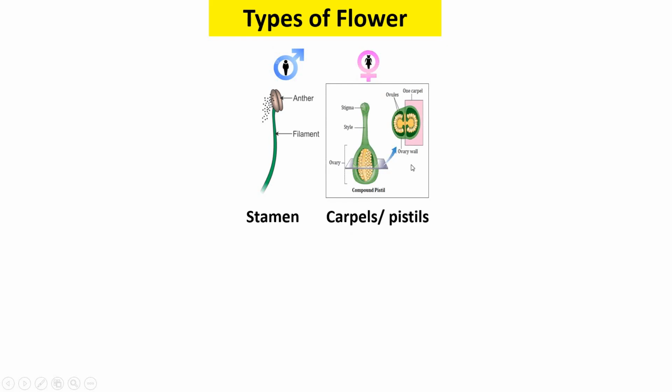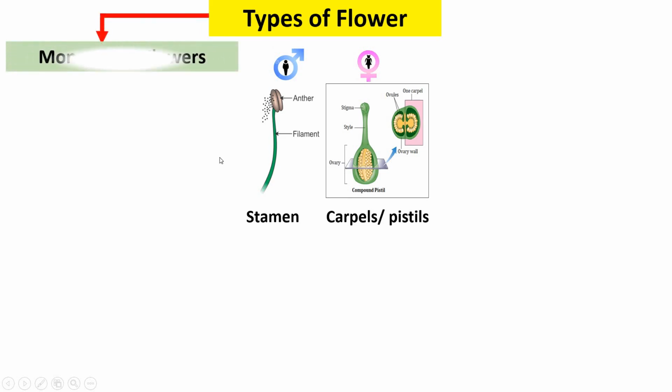So in our today's class we are going to learn about types of flower. Now let's take the two innermost parts, that is male reproductive part, which is also called stamen, and the female reproductive part, gynoecium, which is also called carpels or pistils. So based on these two parts of a flower, that is male part of a flower and female part of a flower, flower can be divided into two types.